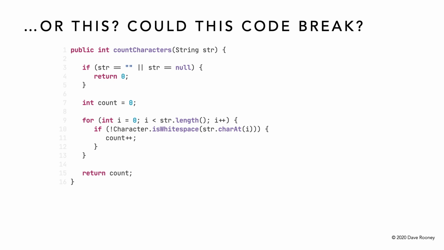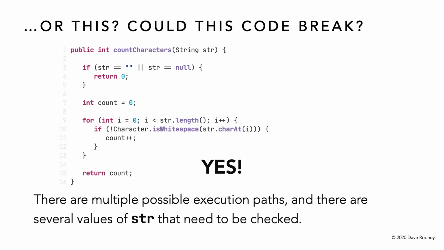How about this example? It's more complex than either the composed method or getter examples. Yes, this code could break in the sense that there are multiple execution paths depending on the value passed to it. We would definitely want to write tests to verify that it has been coded correctly.